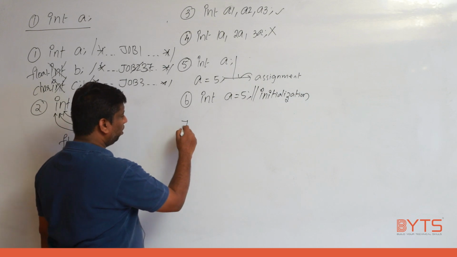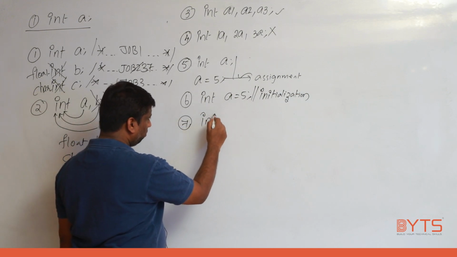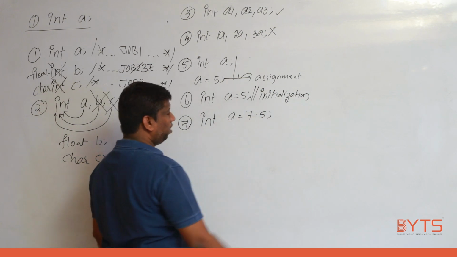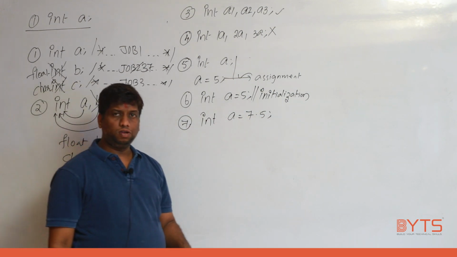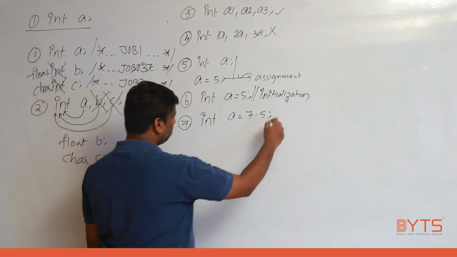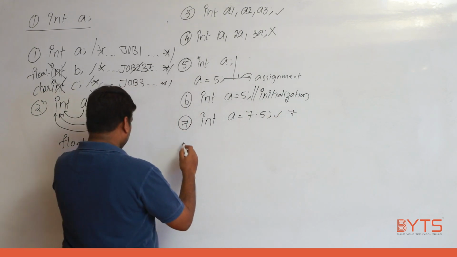Next, seventh one, little interesting. int a = 7.5, I am writing. Is this valid or not valid? Valid. Why? Even though you assign 7.5 to a, the value will be how much? 7 only. Okay.